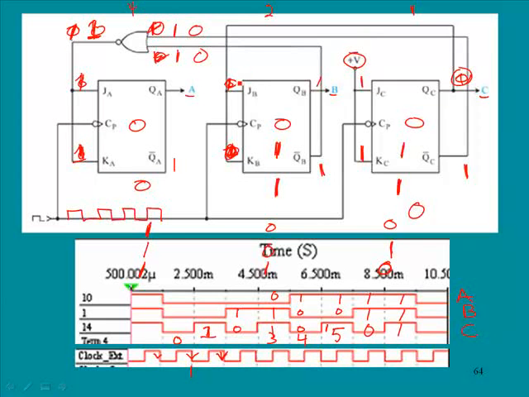So we have 1s on all of the JK inputs, and each of the states of the JKs are 1s, and so on the next clock pulse we will go to 0. And so that is the basic theory of how a counter works, and this is a synchronous counter.